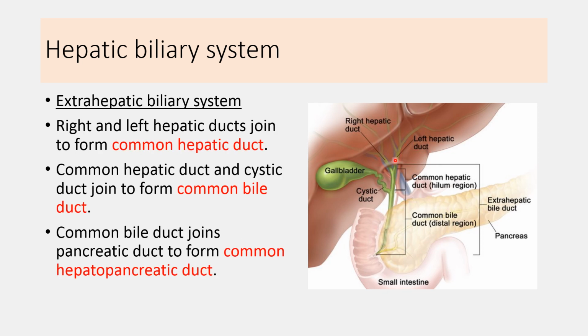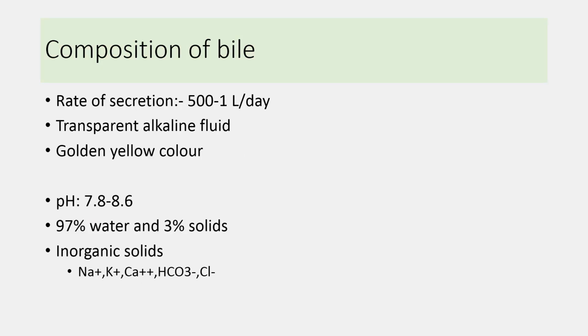Right hepatic duct and left hepatic duct join together to form the common hepatic duct. Cystic duct joins the common hepatic duct and forms the common bile duct. Pancreatic duct opens into the common bile duct, and this is known as the common hepatopancreatic duct, which opens in the second part of the duodenum, and it is guarded by the sphincter of Oddi. So the hepatobiliary system synthesizes and secretes bile in the second part of the duodenum.